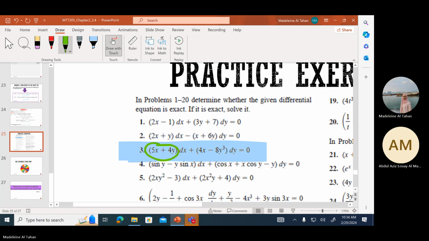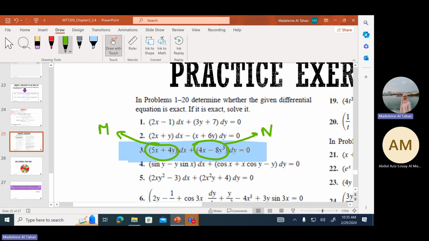What's M? 5x plus 4y. You will differentiate it with respect to which variable? With respect to y. What did we get after differentiating it with respect to y? M_y is equal to what? 4. What's N_x? 4. Are they equal? So what can we deduce about it? Exact. Exact, perfect. Then our solution will be of the form F equal constant.